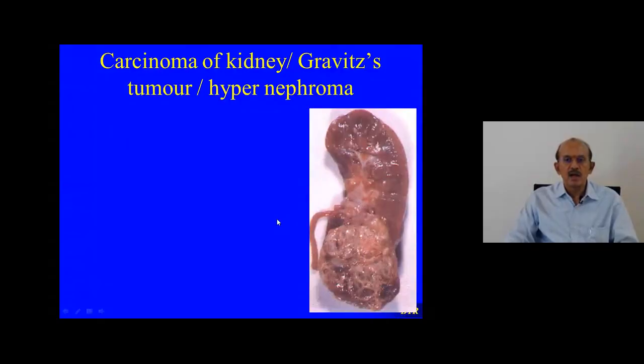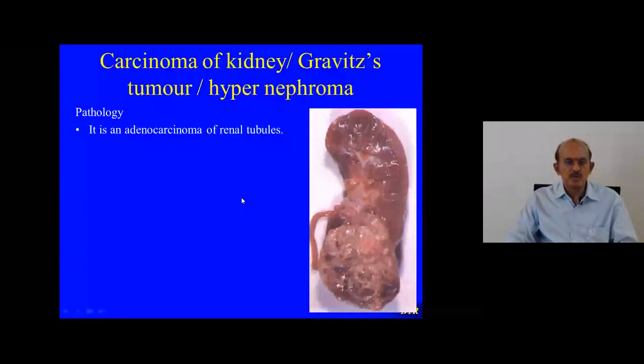Carcinoma of the kidney, or Grawitz tumor, or hypernephroma. All these belong to the same lesion. Pathology: it is an adenocarcinoma of the renal tubules. We have the glomerulus and renal tubules. This arises from the renal tubular epithelium. So this is an adenocarcinoma.